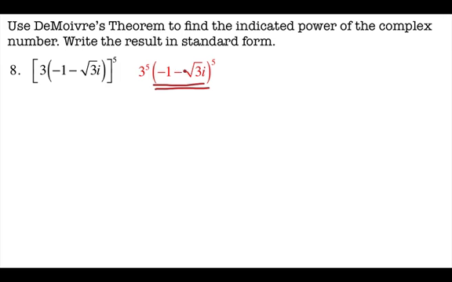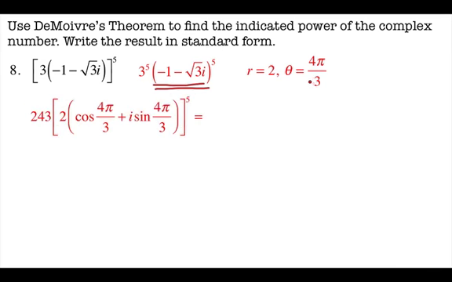I can rewrite any complex number in trigonometric form. First, I find the radius and theta. This is what I get. I substitute, and this complex number that you see here, expressed in trigonometric form, is right here. And 3 to the 5th power is 243, so I just bring it over. So this is going to be a constant that I'll take care of at the end.